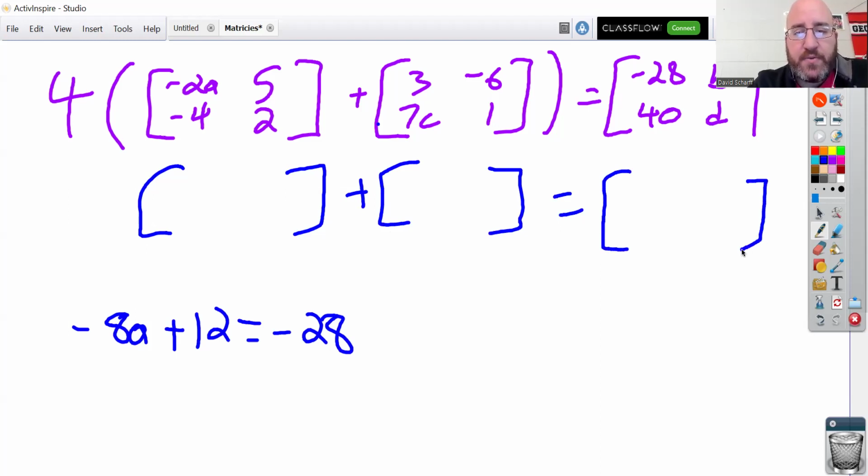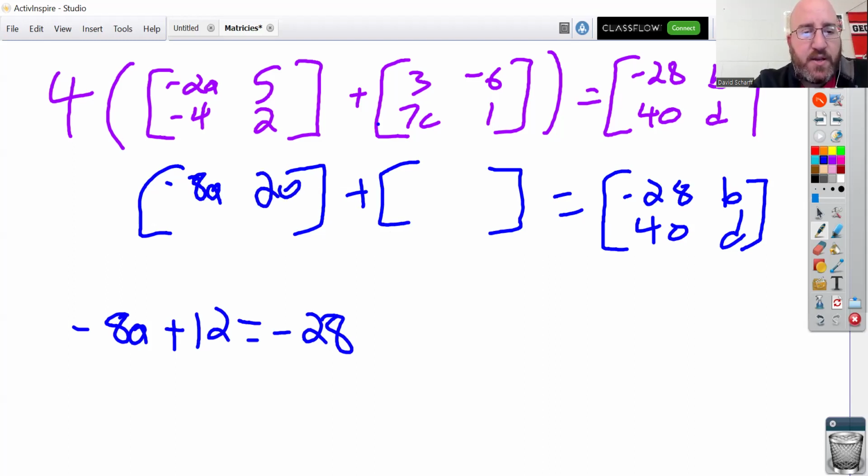Again, your answer one isn't going to change. -28, B, 40, D. But I'll go ahead and multiply out everything else. So 4 times -2 is -8A. 4 times 5 is 20. 4 times -4 is -16. 4 times 2 is 8. 4 times 3 is 12. 4 times -6 is -24. 4 times 7C is 28C. 4 times 1 is 4.